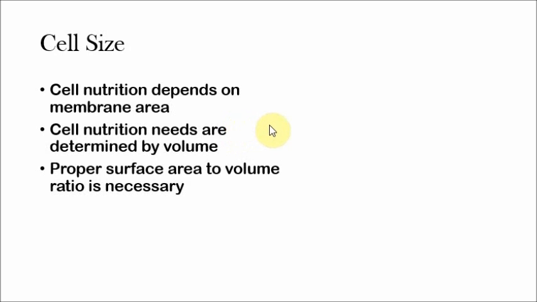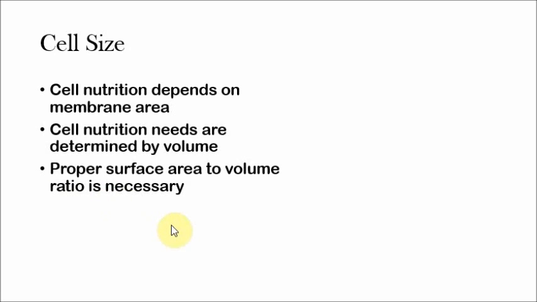know that a cell needs to be small enough that it can get the right nutrients for its volume. Because of this, the proper surface area to volume ratio is necessary. It's not so much the size of the cell, it's not so much whether it has the area or whether it has the volume, it's the ratio between the two of them that is important.